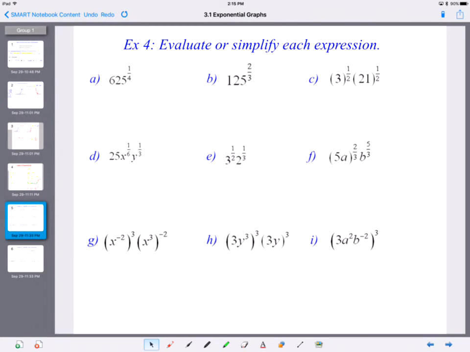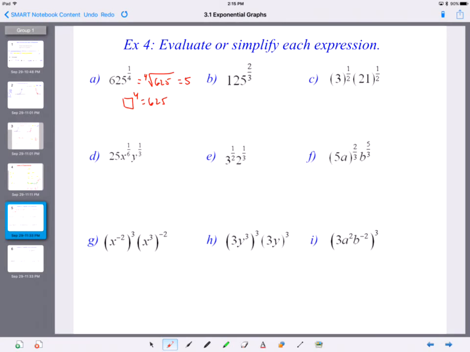So for example, on the first one, 625 raised to the 1/4. What is 625 raised to the 1/4? Well, you could always pull out your calculator and plug it in, and you would get the right answer. But what does this mean? What is this that we're looking at? Well, what I just talked about. This is the 4th root of 625. So what's the 4th root of 625? Well, what raised to the 4th power gives you 625? And the answer is 5.